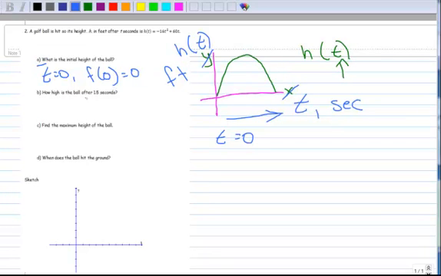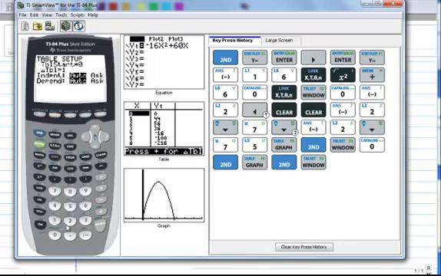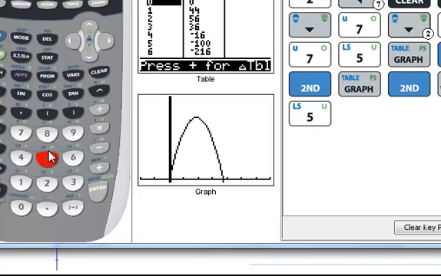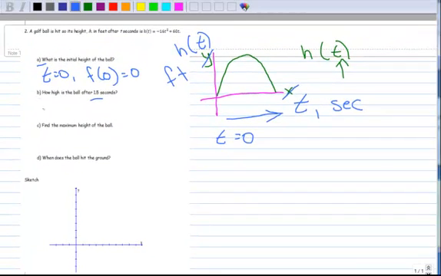Good. How high is the ball after 1.5 seconds? Let's use the calculator. Now we can go to second window. So I want to type in 1.5. We'll look at our table, and it looks like 54. So after a second and a half, it's at 54. So f at 1.5 equals 54. That's the function notation. You could also just write 54 feet.